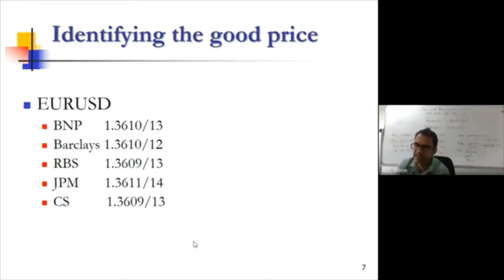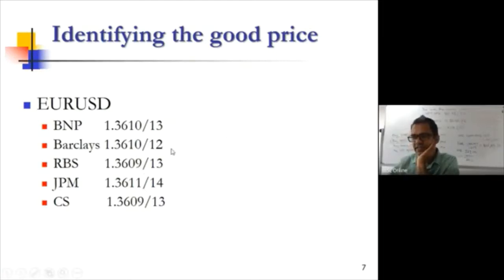Yes. The best bid is the highest bid, 1.3611. The best offer is the lowest offer, 1.3612. You can sell euro at the highest rate. That means 1.3611. If you want to sell, you sell to JP Morgan. If you want to buy, you buy from Barclays. Clear? Is it clear? So that's the market.